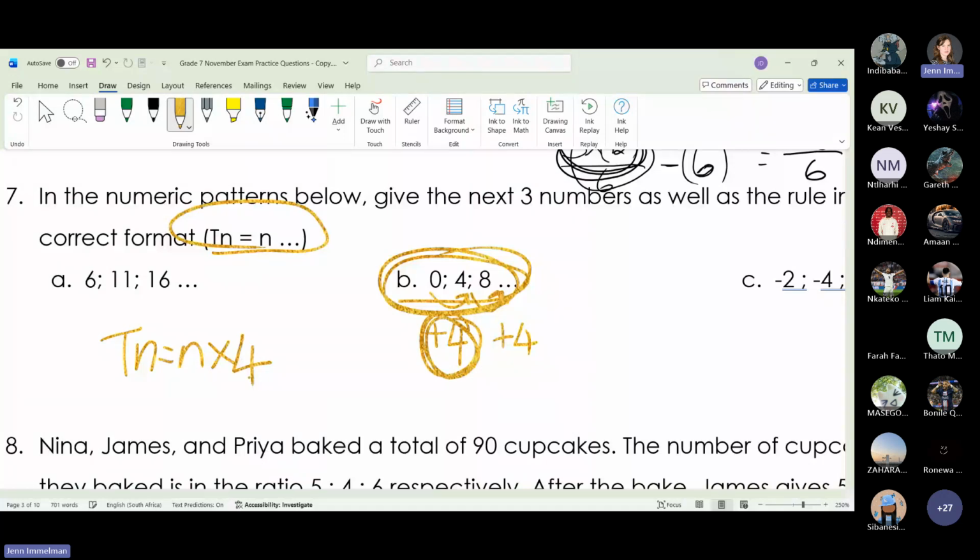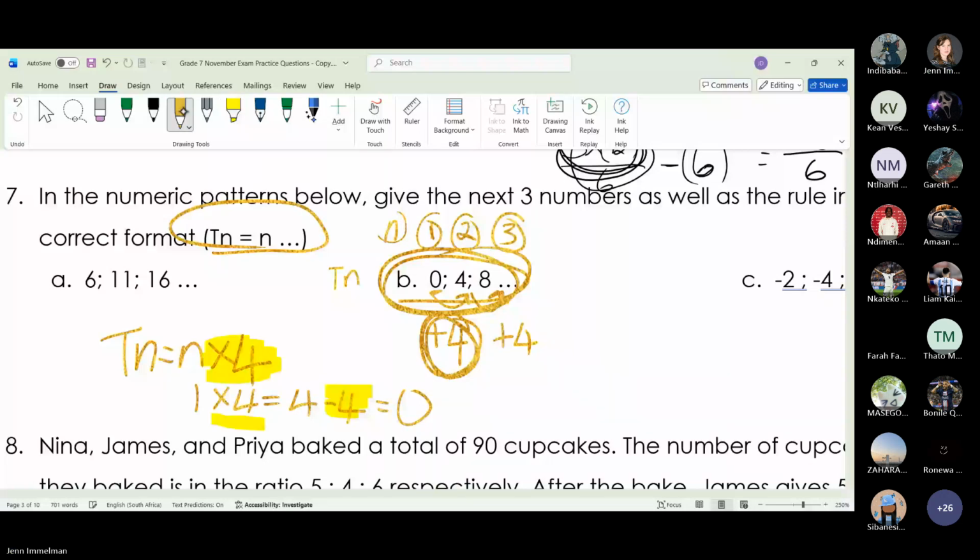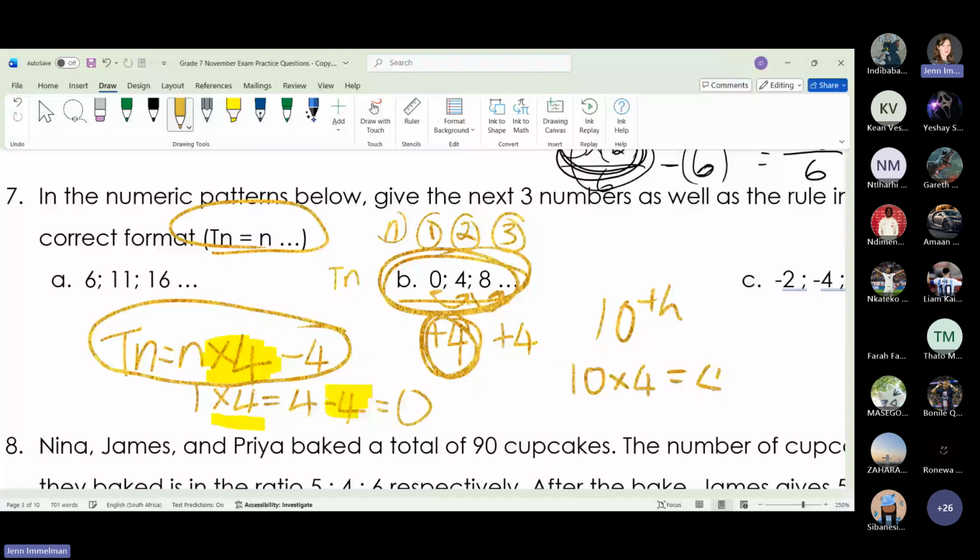Then, remember, each number is in a position. In my pattern, 0 is in the first position. I now need to say, this is my n, this is my Tn. Now, when my n is 1, that means 1 times 4 equals 4. But I'm supposed to get 0. So I need to think, from 4 to get to 0, I need to plus or minus what? I need to minus 4. Gives me 0. So my rule is times 4 minus 4. Done. Then if I wanted to find out, for example, what number will be in the 10th position, I say 10 times 4 is 40, minus 4 is 36. So in the 10th position, I will have the number 36.